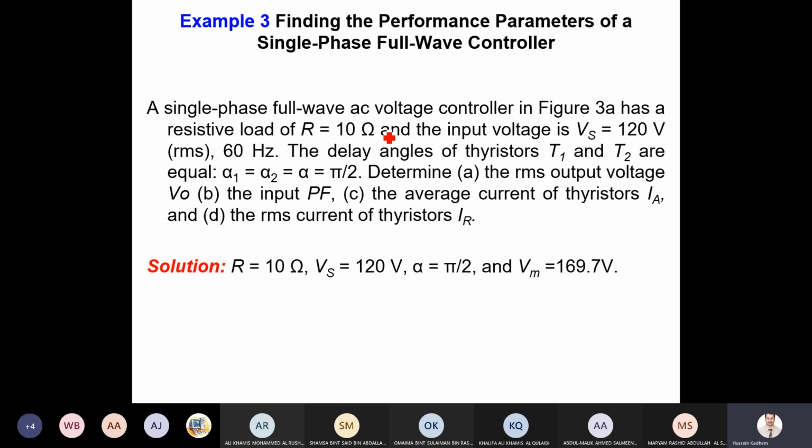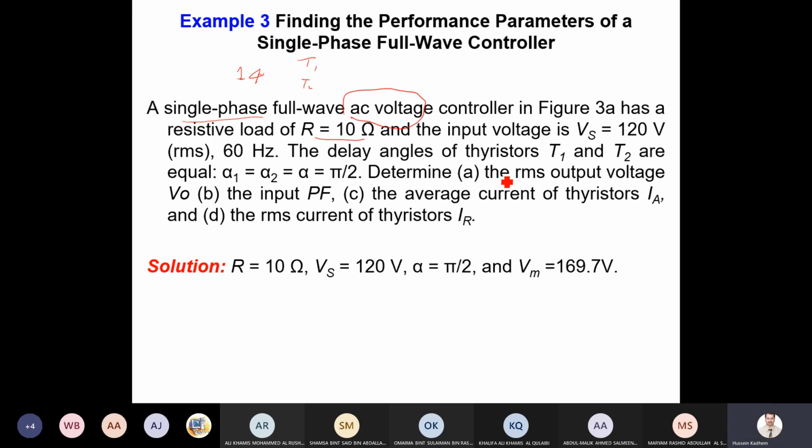Now let's take an example. Have a look. A single phase, full wave AC voltage control. We always need to read carefully the name of the circuit. Single phase, I understand that it is one phase, not a three phase. Full wave, I understand two switches, T1 and T2. AC voltage controller, I understand it is not a rectifier, not a DC-DC converter, not an inverter. So by reading the name, you understand which circuit we are talking about.